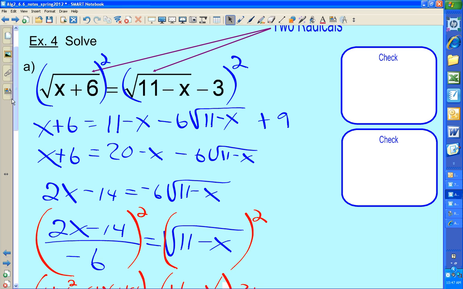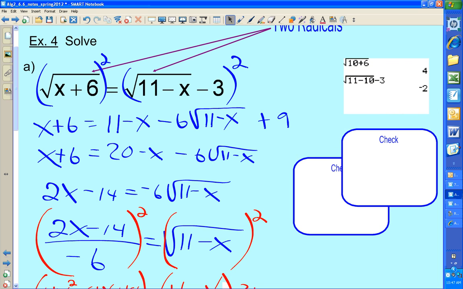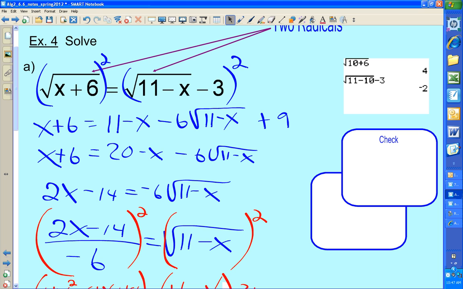If you check the 10, you're going to get the square root of 10 plus 6. That's going to give you a 4. The square root of 11 minus 10, minus 3, equals negative 2. They don't check. So the 10 doesn't check.